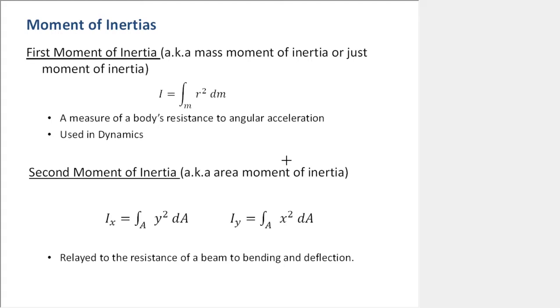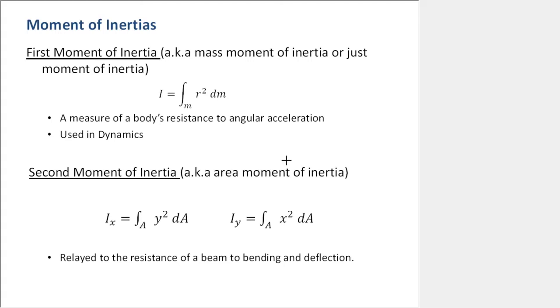So the first one measures the body's resistance to angular acceleration. How hard is it to make this thing spin? The second one is related to the resistance of a beam in bending. So this is directly related to bending moment. We now know how to find bending moment by using our shear and bending moment diagrams. And then we have to figure out the moment of inertia to see what that actually does to the internal stresses of a beam.